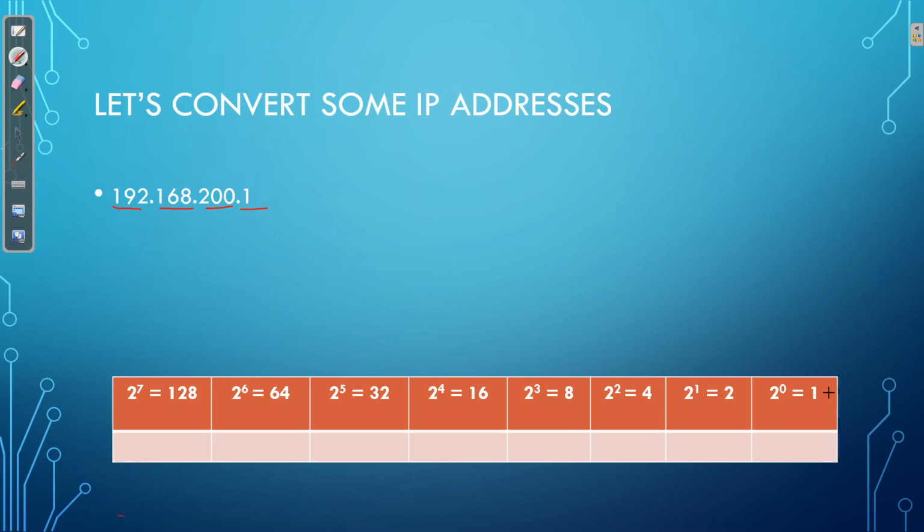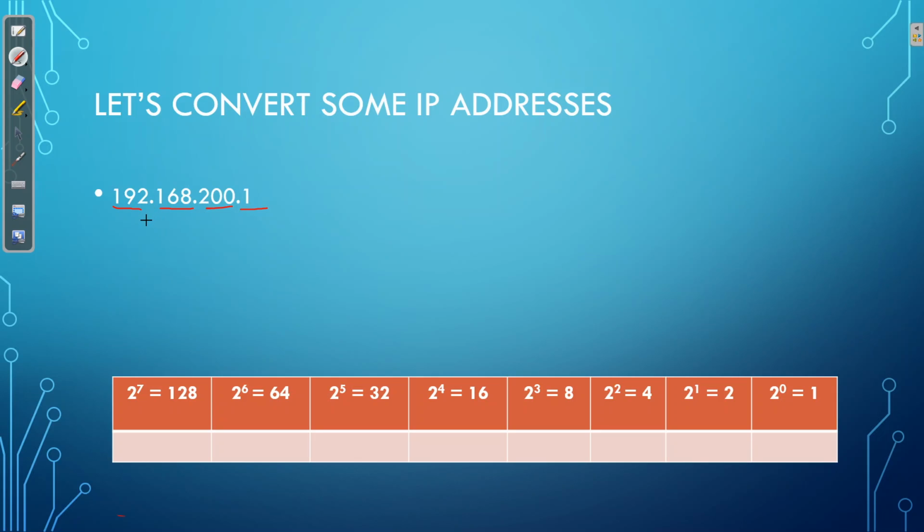So we draw out the first 8 powers of 2. 2 to the power of 0 is 1, 2 to the power of 1 is 2, 4, 8, 16, 32, 64, 128. If I count from right to left, 1, 2, 3, 4, 5, 6, 7, 8. So the first 8 powers of 2 brings me up this column. Whenever we are converting IP addresses into binary, always draw out this column.